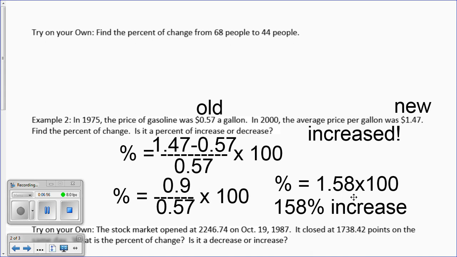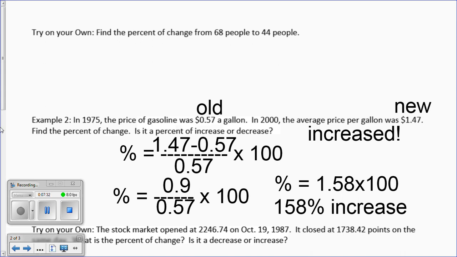Now, the reason it's so high is because 100% increase means you double it. Okay? If I was going to double the price of this, that would be $1.14. Yeah, $1.14. That's clearly still less than that. So I more than doubled it, which means I'm going over the 100%. Okay? So 158% is actually like a good answer. It makes sense because I more than doubled it, so it's clearly going to be over 100%.